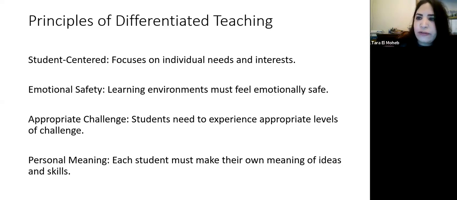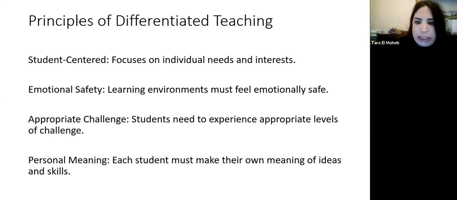Student-centered: it focuses on individual needs and interests. The student should be the center of attention, not the teacher. Emotional safety is very important, because when you feel the students' approach and put yourself in their shoes, it's important for you to know what they like, what they dislike, what they prefer, what they don't prefer.